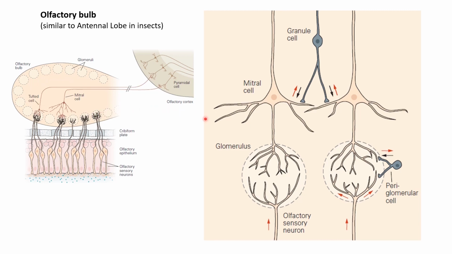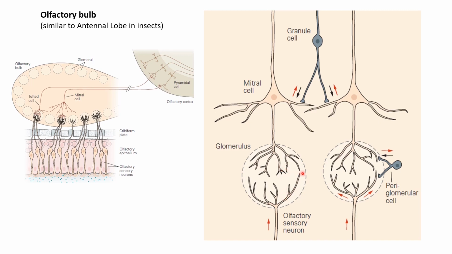So we can look at this organization in a bit more detail on this side here. These are the glomeruli. The axons of the sensory neurons come and project within the glomeruli, and there they form synapses with the dendrites of the mitral cells or the tufted cells. But it is not a simple linear transfer of information from sensory neurons to these mitral cells.